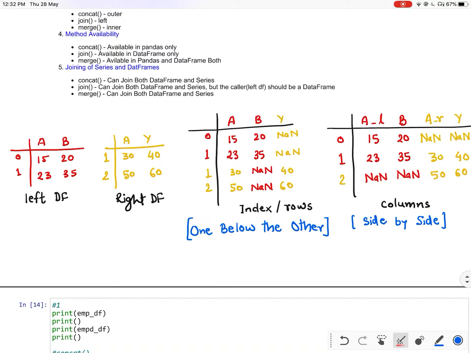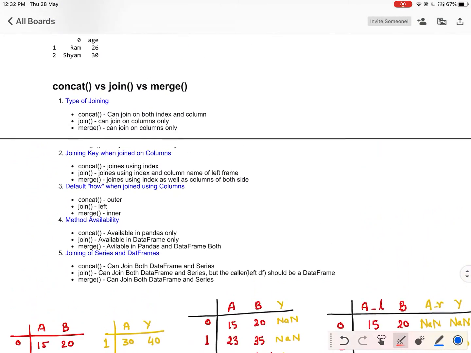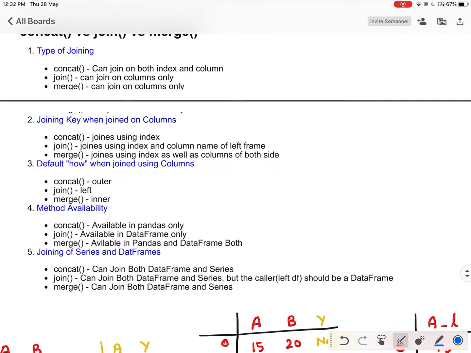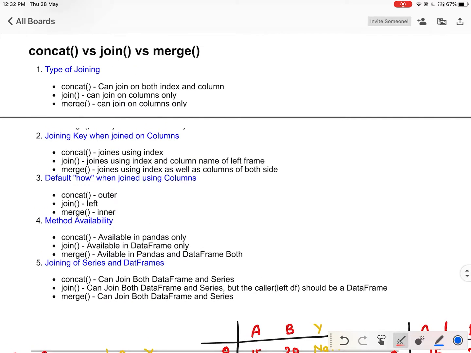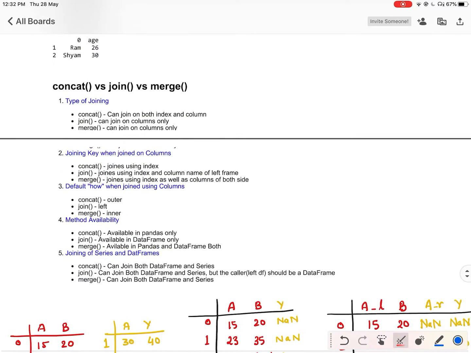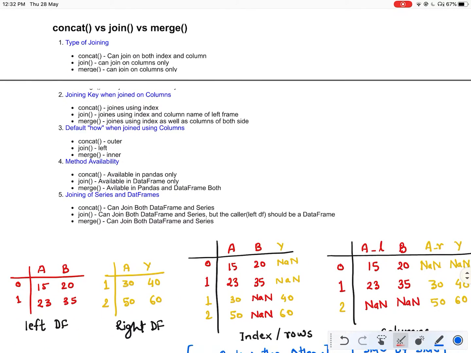So this is the basic joining of two data frames. Now let us discuss the differences between these three functions. The first difference is the type of joining. We have discussed there are two types of joining.